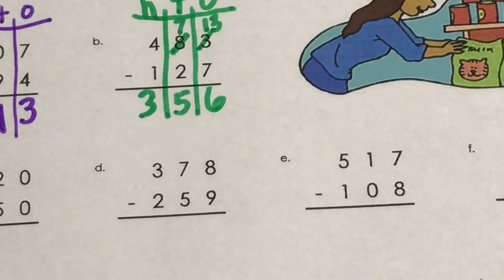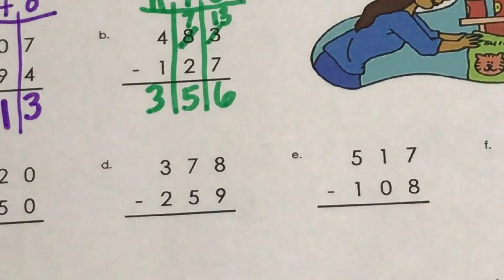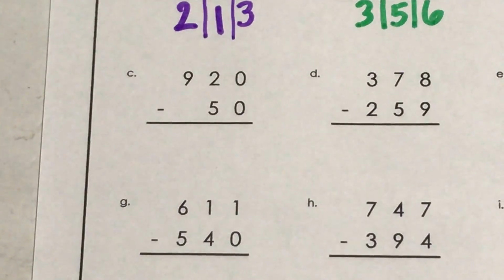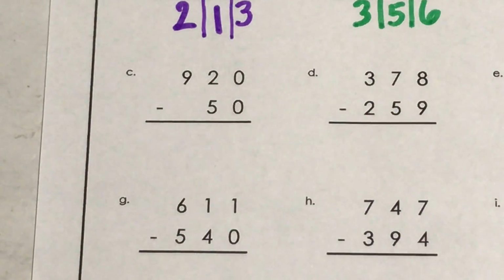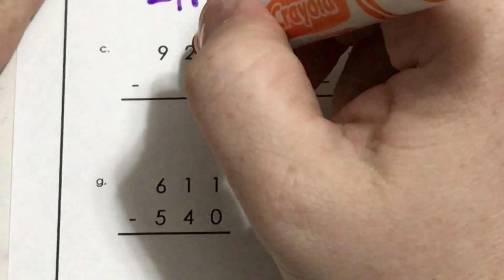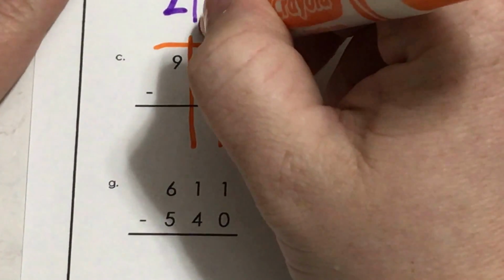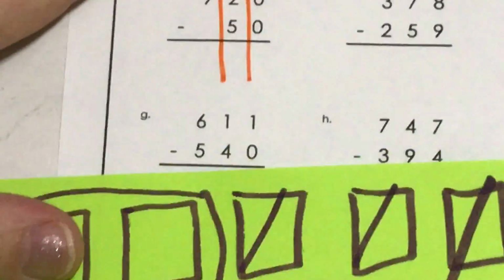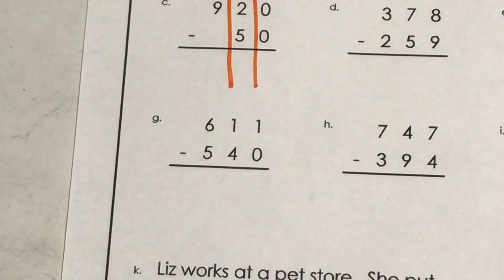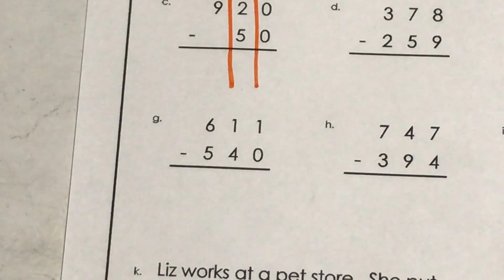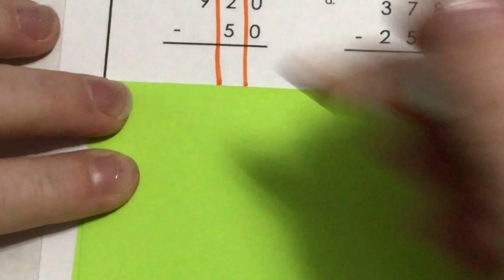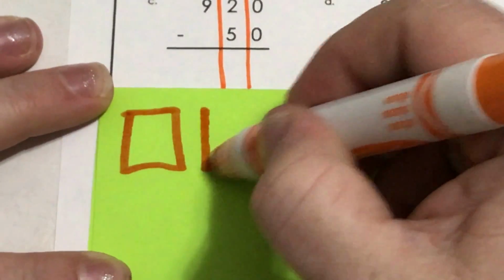I'll do one more while drawing the base 10 blocks for you, and then we'll do one with just the algorithm without the picture. So if we come down here and we do 920 minus 50, we have to always think about our place value. Here it is, the ones place, the tens place, and the hundreds place. And we're going to draw 920 using place value base 10 blocks.